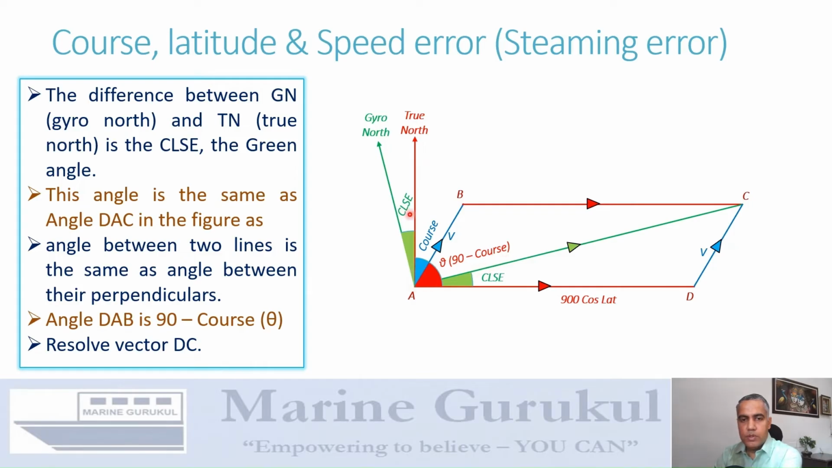The red vector here represents the true north. Now from the true north to the easterly direction represented by alpha delta, the total angle is 90 degrees. And the blue color angle which we have is the course of the ship. So the remaining angle, that is delta alpha Bravo, is theta angle and equal to 90 minus course.